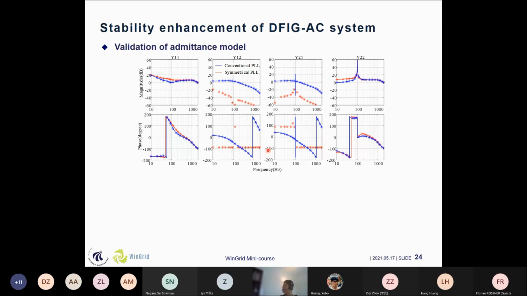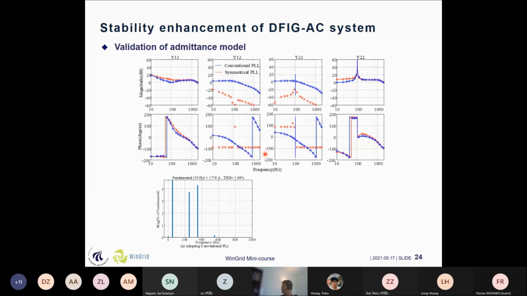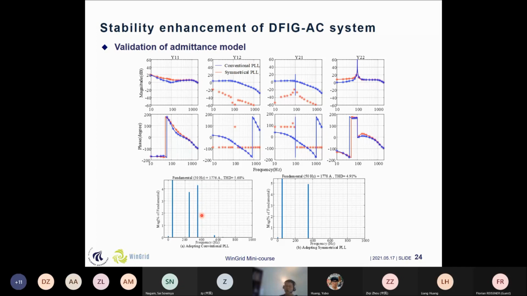For further verification, we inject a voltage at 350 hertz. For the conventional PLL, we have two current outputs. This is called frequency coupling. But if we use the symmetric PLL and inject just one harmonic voltage, we only have one harmonic current. So it means that the frequency coupling is eliminated by using this kind of symmetric PLL.